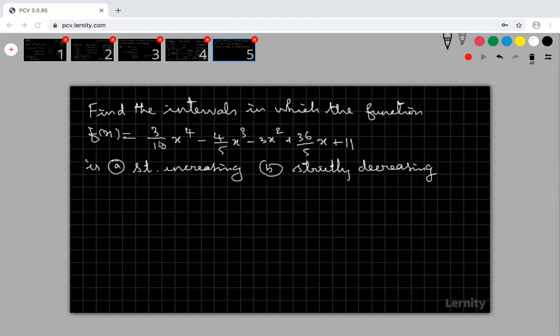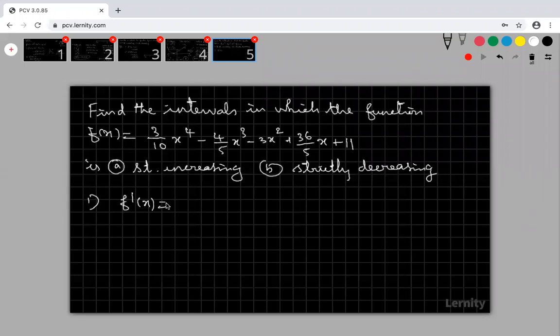Find the intervals in which the function f of x equal to 3 by 10 x power 4 minus 4 by 5 x cube minus 3x square plus 36 by 5 of x plus 11. What is my first step for finding increasing and decreasing? Find the derivative. Only 3 steps we are following: finding the derivative and factorization is the first step. Second step, let f dash of x equal to 0 and solve the equation. We will get some points, roots, values.